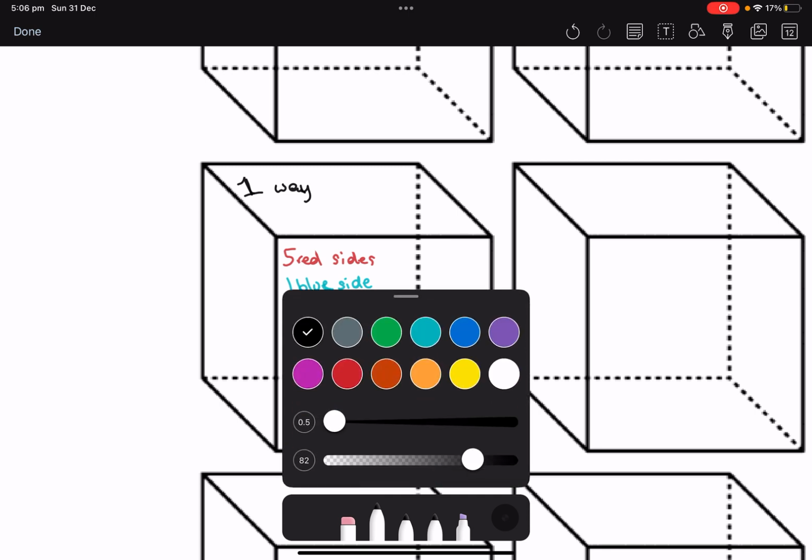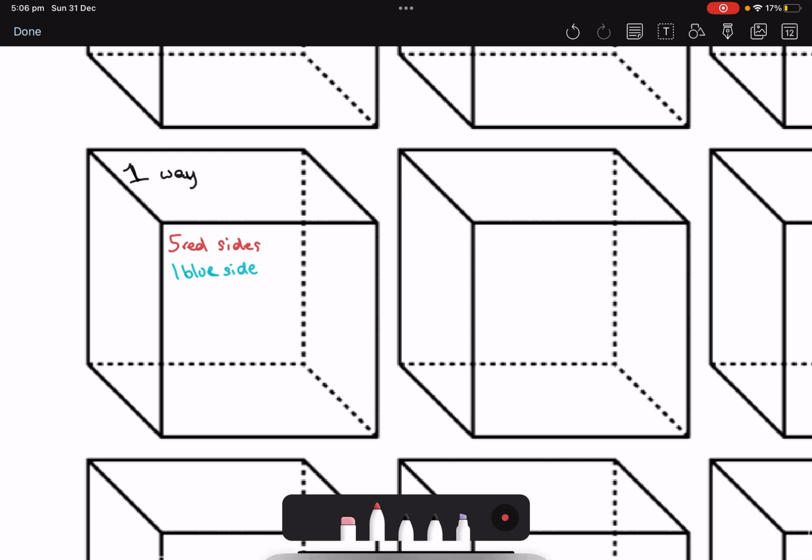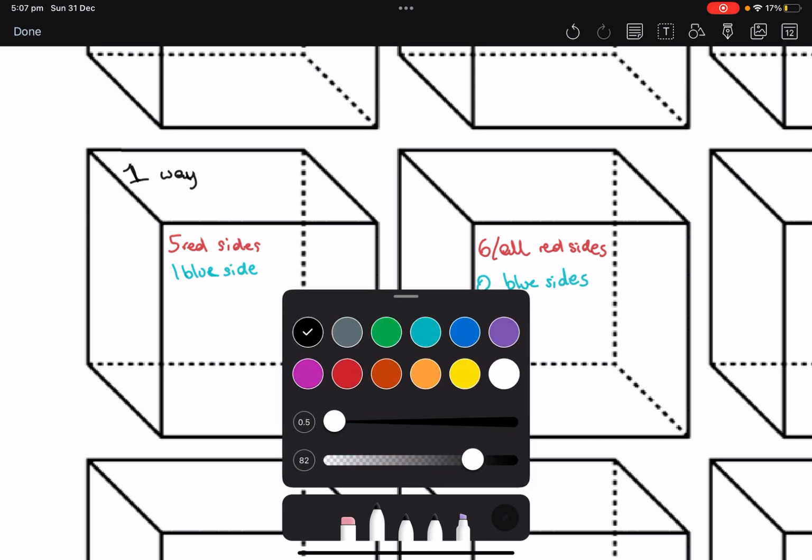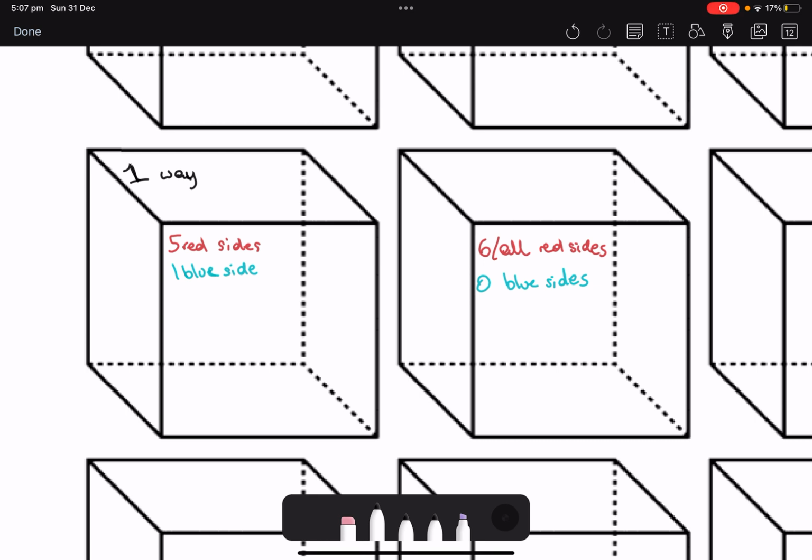Okay, and for the last option we could do, we could have 0 blue sides, but 6 or all red sides. Which again, there would only be one way to do it, because all of the sides would be red.